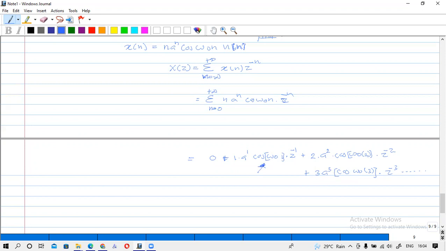If we don't have this term, we will have a fine, nice series: 0, 1 a at z^(-1), 2 a^2 at z^(-2), 3 a^3 at z^(-3). Sometimes it is possible to get help from Taylor or Maclaurin series. Maybe these guys may have a solution to get the idea of that kind of series. I'm not sure. Maybe we have.